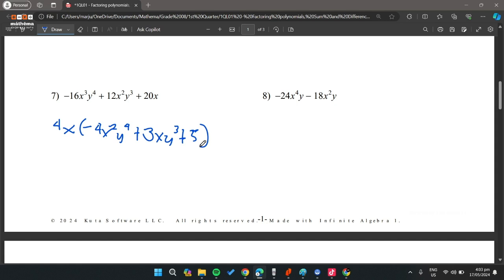Let's have number 8. What is the common factor? Again, start with a number so that it will not be that complicated. So we have negative 24 and negative 18. What's the common factor?